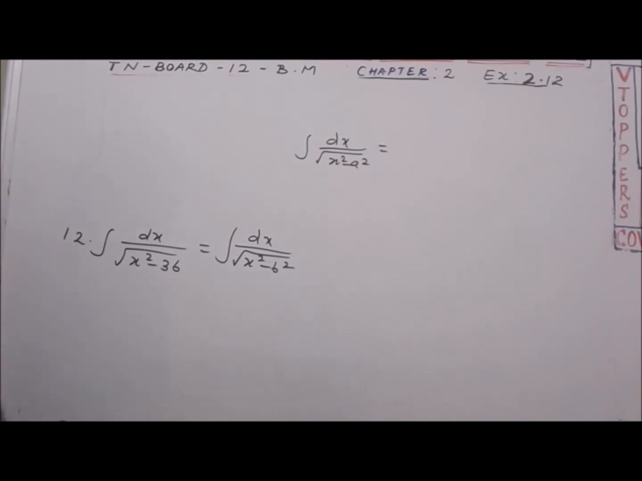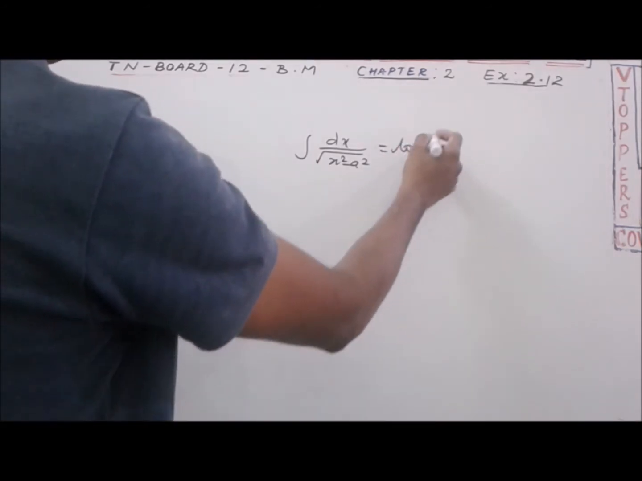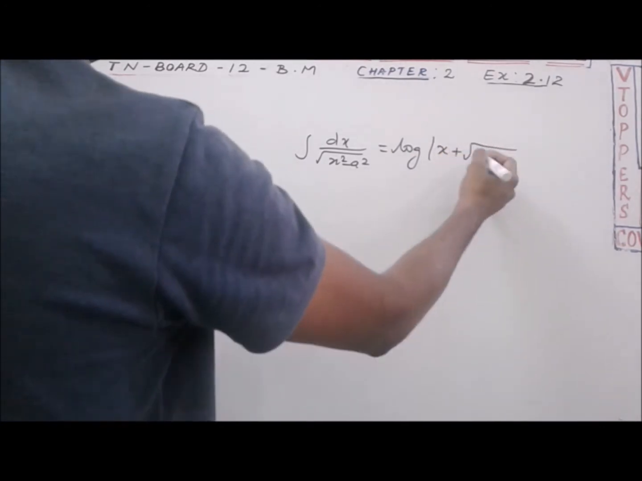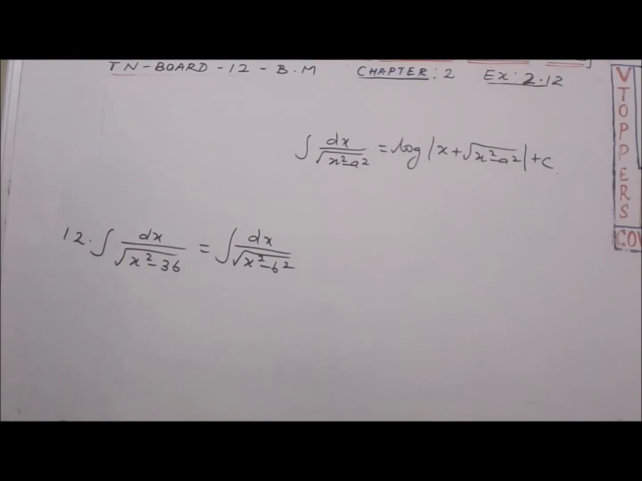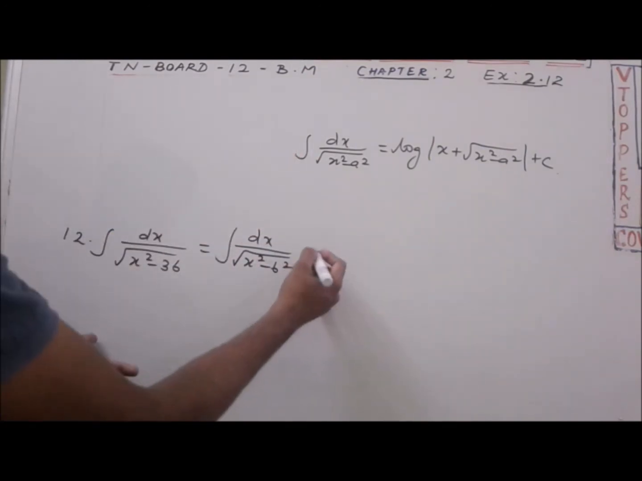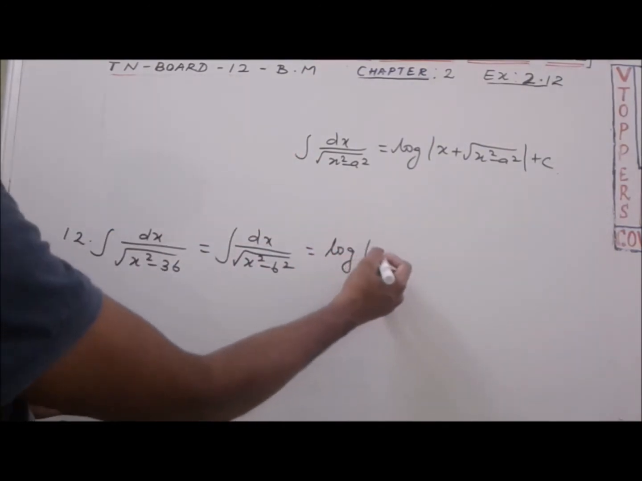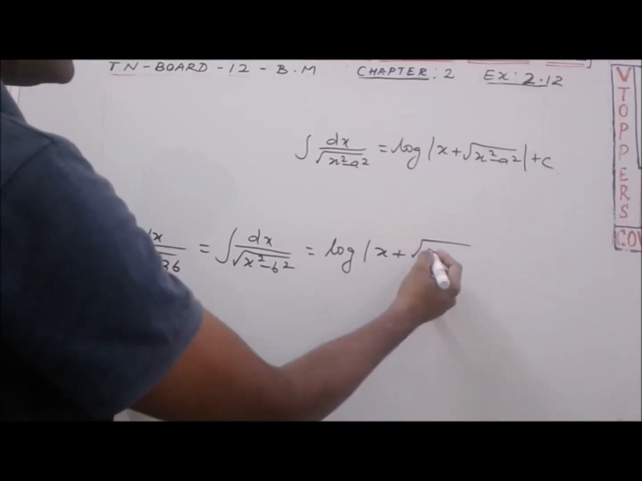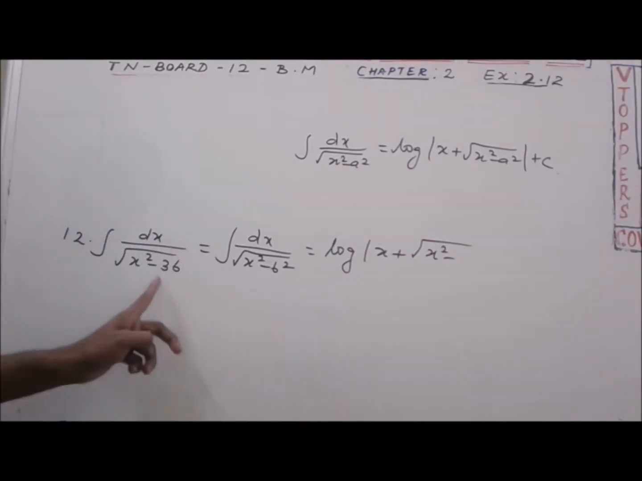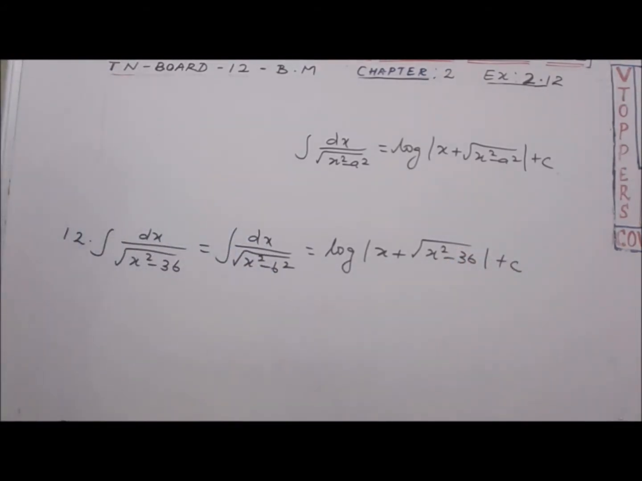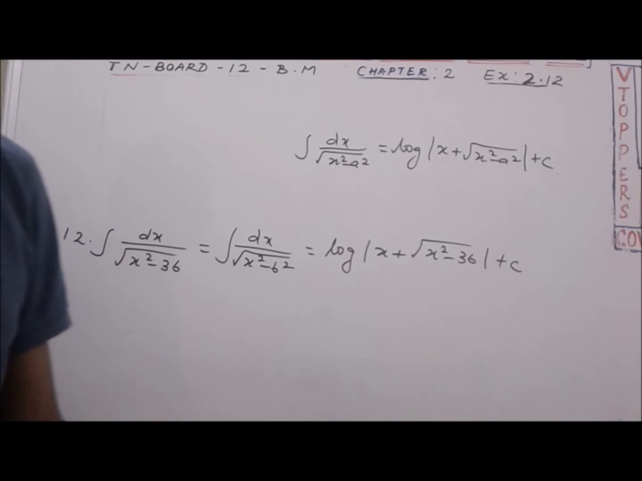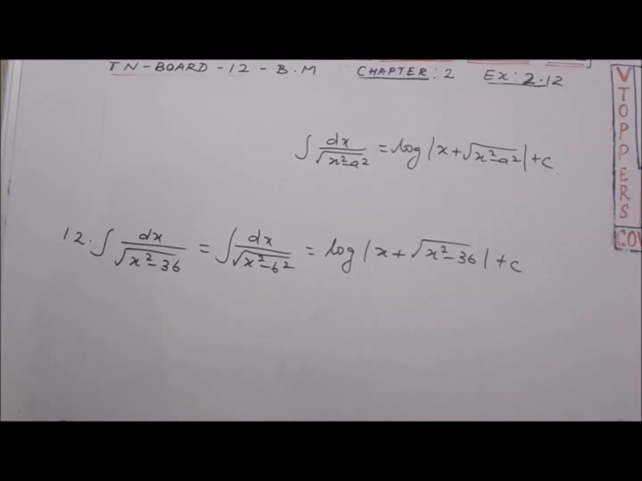This is equal to log of modulus of x plus root of x square minus a square plus c. So substituting in the above formula we have log of modulus of x plus root of x square minus 6 square, that is 36, plus c. This is, in question number 12, option number B, log of modulus of x plus root of x square minus 36 plus c.